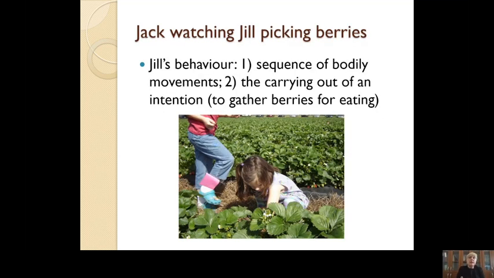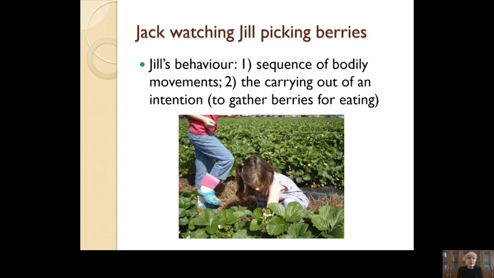So before we get back to the nature of human communication, let's go back to Jack and Jill. As you can see, Jack is watching Jill picking berries. So Jack can interpret Jill's behavior. First of all, he is observing a sequence of bodily movements, but he's not satisfied with that. He asks himself what Jill is doing and why she's doing that.